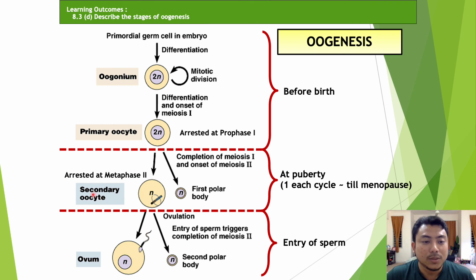Okay, so again, it is arrested at metaphase 2 until it is called a secondary oocyte. So ingat, metaphase 2, dia tak siap lagi pun, tak masuk lagi pun anaphase 2. So bila dia nak start anaphase 2 and telophase 2 and etc, only after kalau berlaku proses fertilization, entry of sperm and berlakunya fertilization, barulah the secondary oocyte dipanggil sebagai ovum and producing the second polar body.